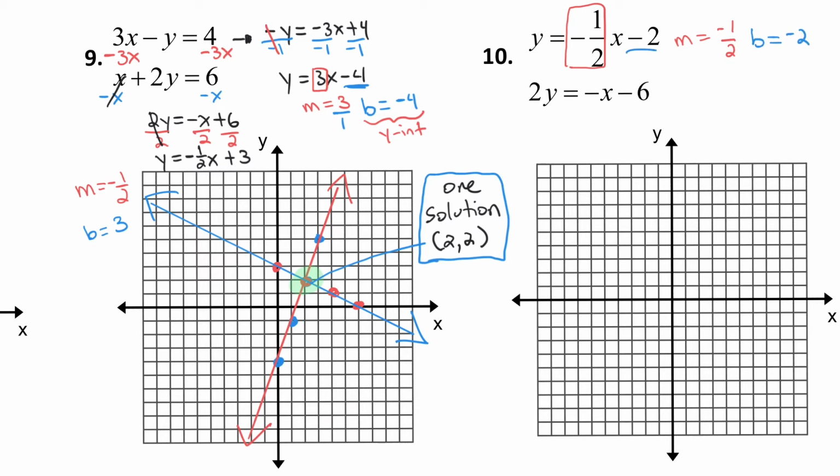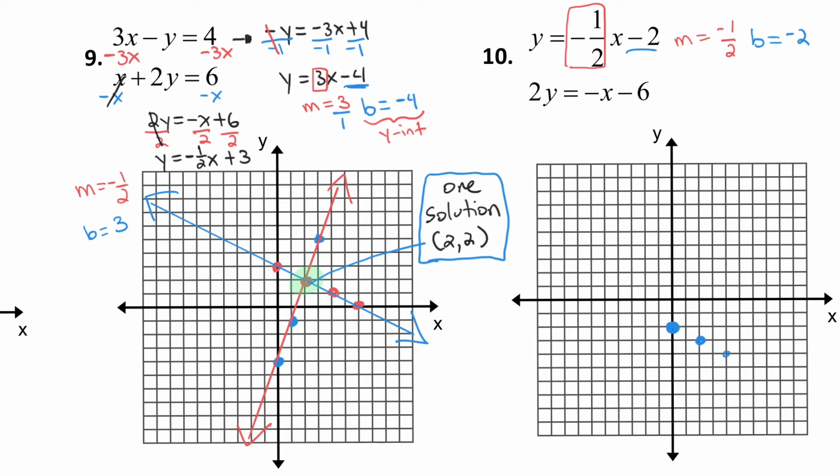So the equation is already set up in slope intercept form, and you just need to find the slope and the y-intercept. You are going to make a point at negative 2 on the y-axis, which is right there. And then using the slope, which is negative 1 over 2, you go down 1 and 2 to the right. It's a very good idea to make more points: 1 down, 2 to the right.